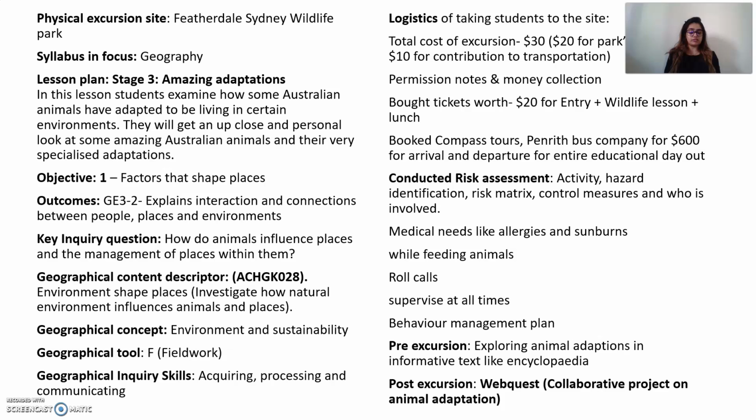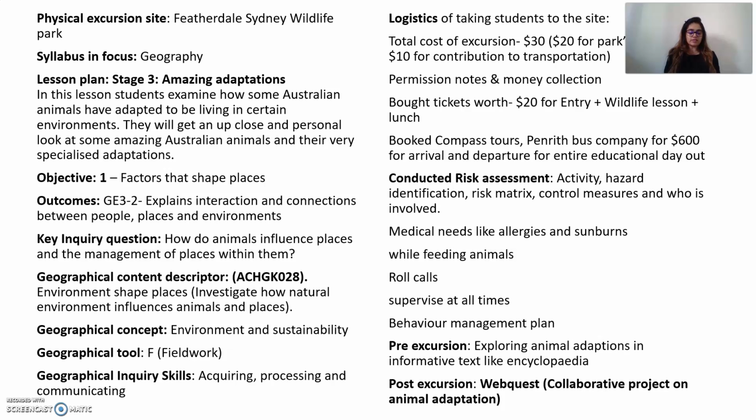Focusing on native animals such as dingoes, echidnas, wombats, Tasmanian devils, reptiles and also a wide collection of birds from Australia and around the world. The park conducts a Stage 3 lesson plan which is Amazing Adaptations. In this lesson, students examine how some Australian animals have adapted to live in certain environments. They will get an up close and personal look at some amazing Australian animals and their very specialized adaptations.